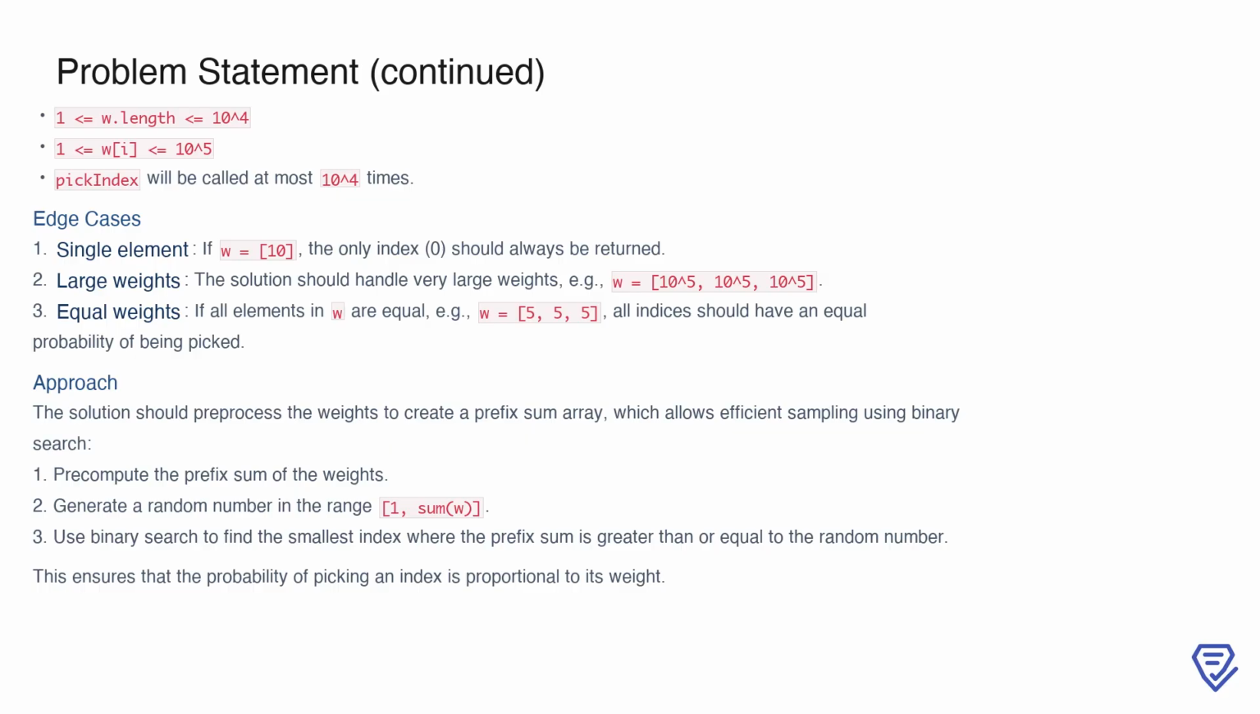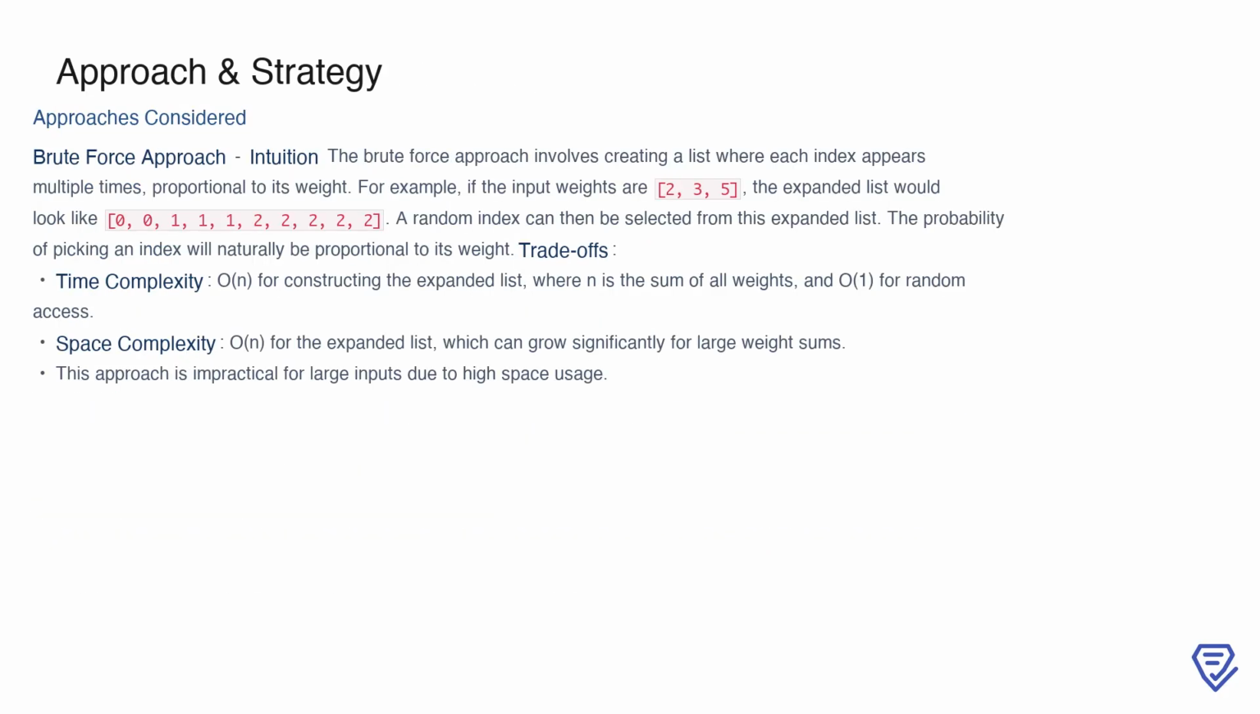To understand how to approach this problem, let's first consider a brute force method. The idea is to create an expanded list where each index appears multiple times, proportional to its weight. For instance, if the weights are 2, 3, 5, the expanded list will be 0, 0, 1, 1, 1, 2, 2, 2, 2, 2. We can then pick a random index from this list, and because the frequency of each index corresponds to its weight, the probability of selecting each index is naturally proportional.